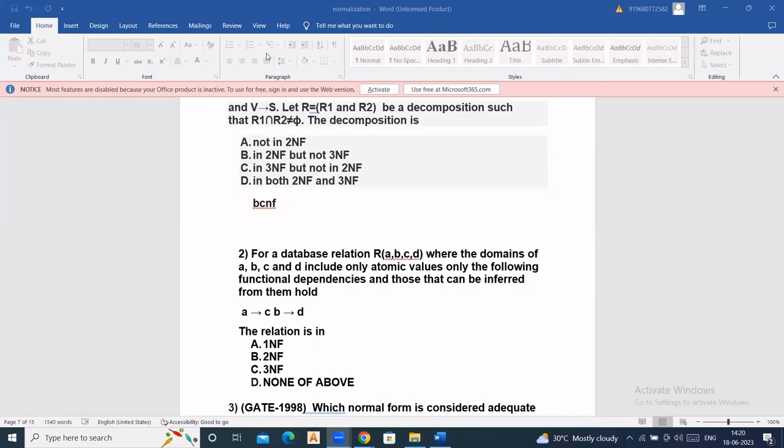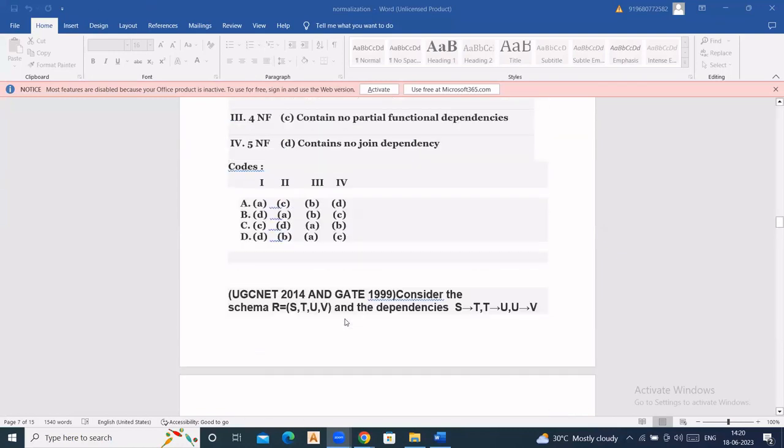Give the heading: concurrent execution. Okay.